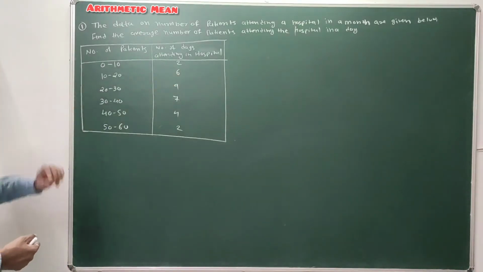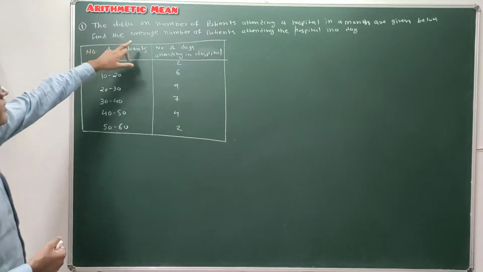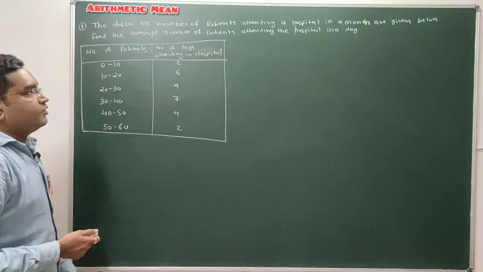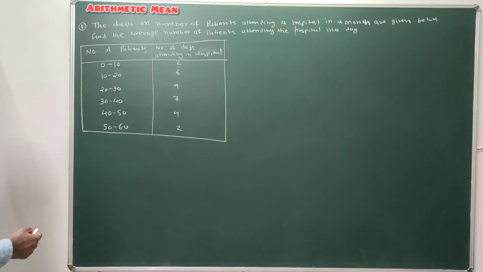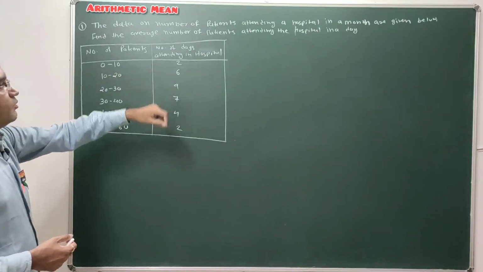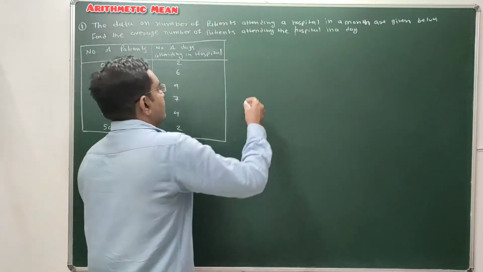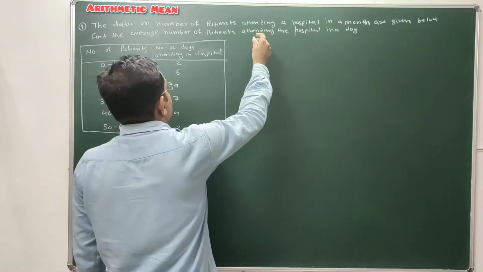So this is the given data. Here we have to find the average number of patients attending the hospital in a day. So total 0 to 10 patients are there who are attending, the number of days attending the hospital. Here let's try to find the class interval and class frequency.